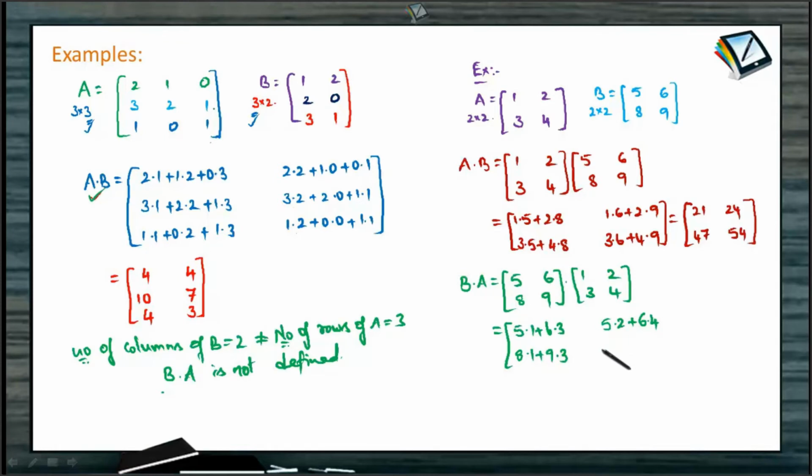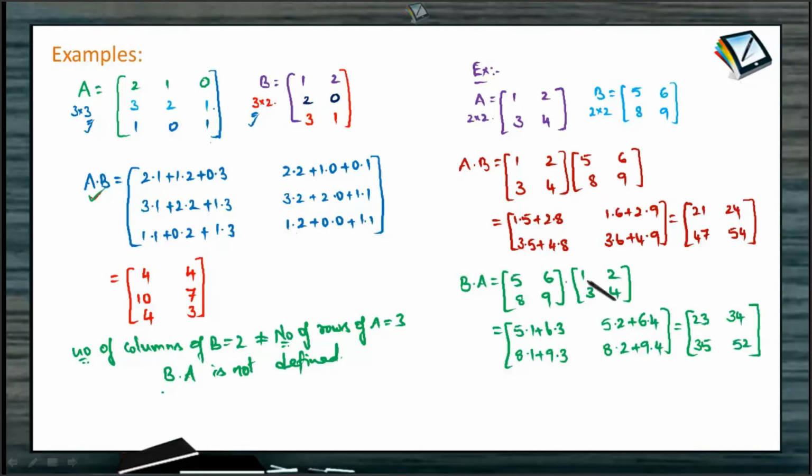And the second row, second column entry is obtained by multiplying the second row of B with the second column of A. That would be 8 into 2 plus 9 into 4. How much is this matrix? Yes, this is 5 plus 18, that is 23. 10 plus 24, that is 34. Similarly, 8 plus 27, this is 35. And 16 plus 36, 52.